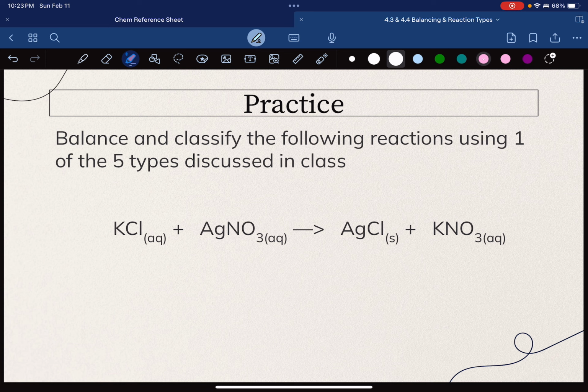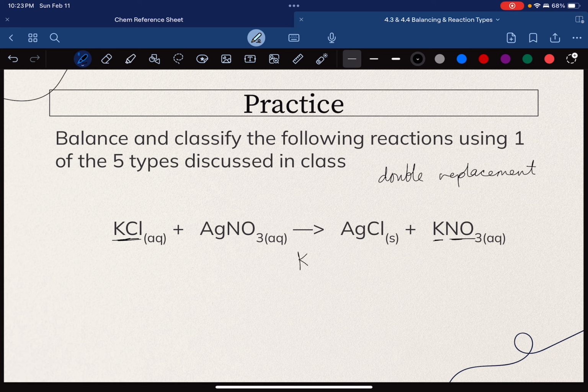KCl plus AgNO3 produces AgCl and KNO3. Well, it looks like our cations are switching places because potassium was originally with chlorine, but now potassium is with NO3. So this is going to be our double replacement.